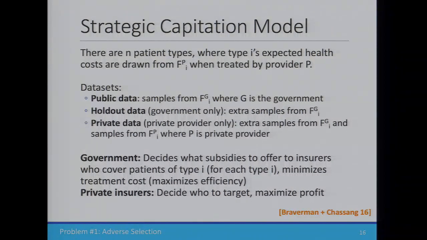So public data and holdout data are the same types of samples. Public data is known by everyone, all of the different players, so both the private insurers and the government. Holdout data is only known by the government. So it's holdout because the government can hold it out and not reveal it to the private providers, even though it's samples from the same distribution. It's just more samples. Does that make sense? Okay.